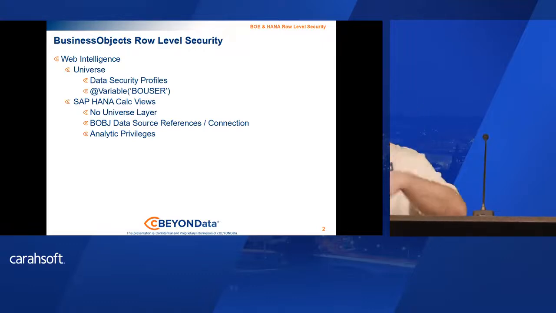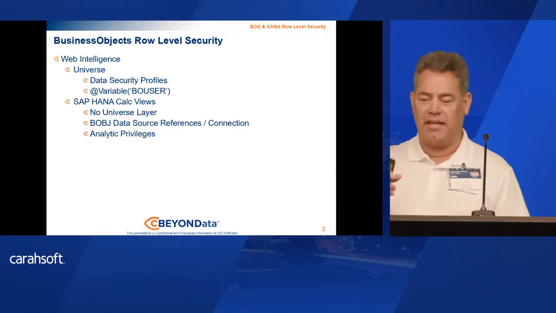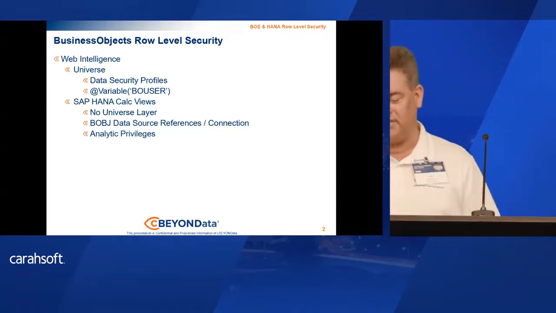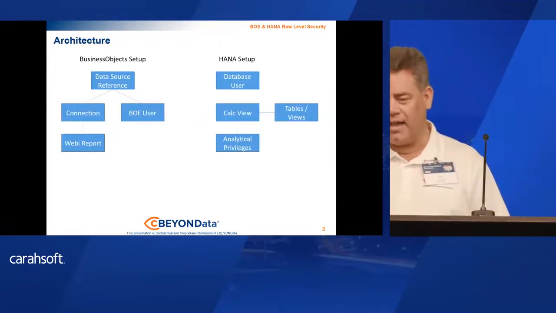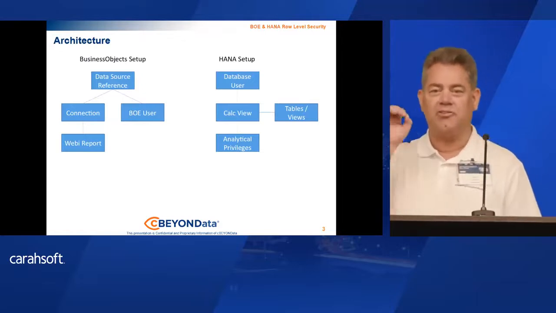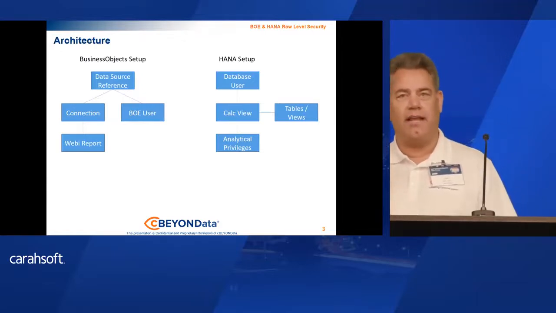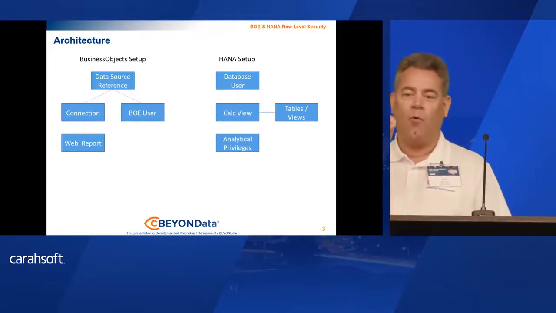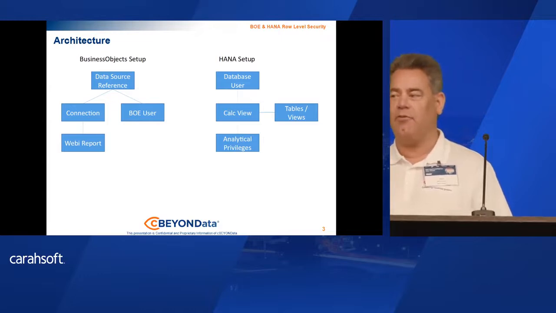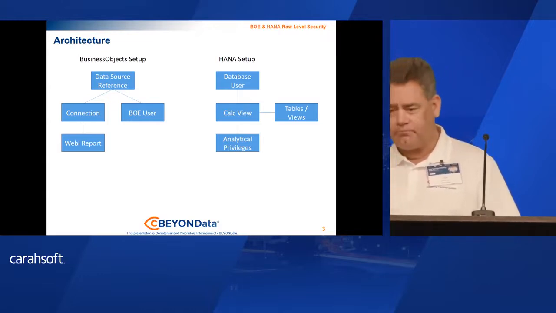You say, it's nothing that I need to worry about. But there's something called the data source reference connection. And what that allows us to do is actually specify a database user ID and a password for that particular user that we can leverage for reporting at a connection level. Okay. All right.